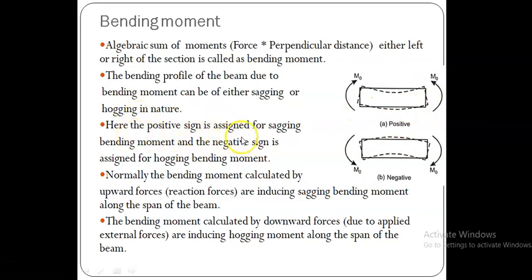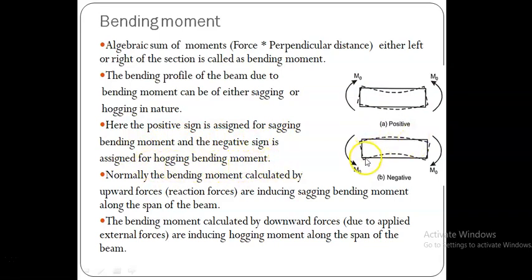Here the positive sign is assigned for sagging bending moment. Because in order to find the bending moment, we have to make the algebraic sum. Algebraic sum means we must make the sum of moments with the sign convention, so either positive or negative. We must consider the effect of sign in this case. At any section, when we make the sum, all sagging effects of moments we put with a positive sign, and the negative sign is assigned for hogging bending moment.